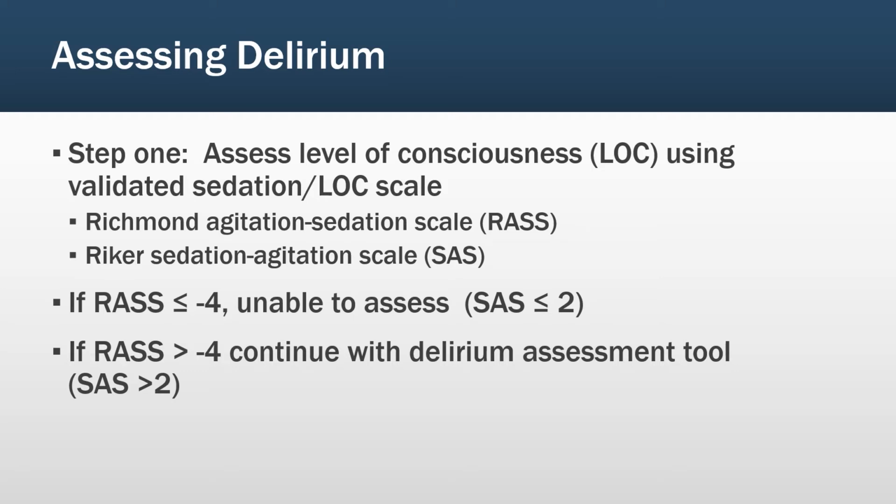So to start with, regardless of the tool that's being used, step one should always be the assessment of the patient's level of consciousness. There are two scales that are more commonly used in the ICU. They are the Richmond Agitation and Sedation Scale, or RASS, and the Riker Sedation Agitation Scale, also known as the Riker Scale, or SAS. If the RASS is less than or equal to -4, you will not be able to assess the patient for delirium. This would be equivalent to less than or equal to 2 with the Riker scale. If the RASS is greater than -4, then you may proceed with the assessment. Again, this would be the equivalent of greater than 2 with the Riker scale.